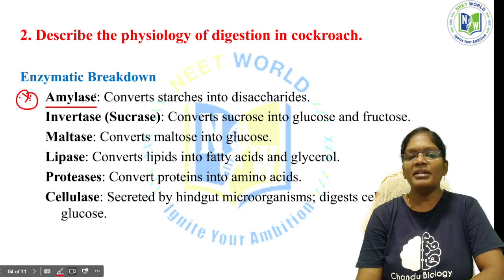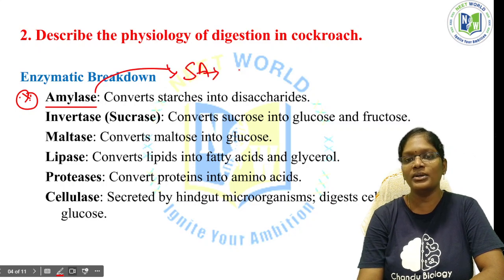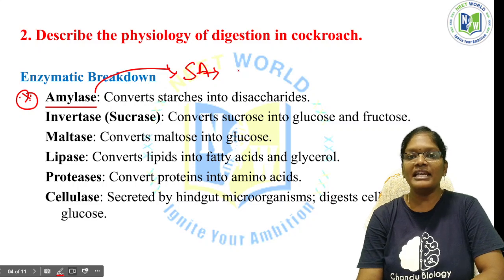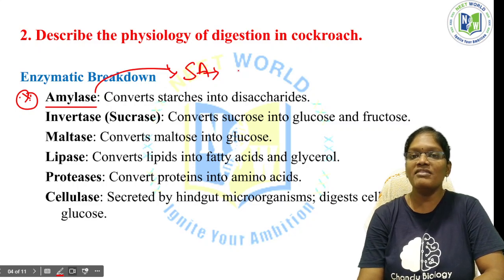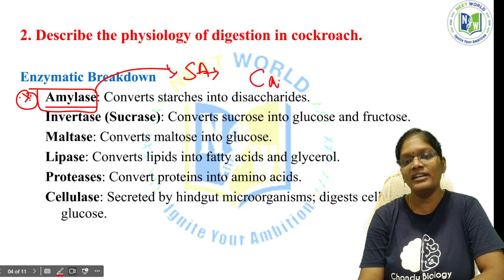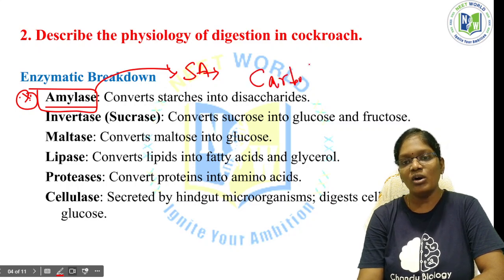Okay, so in the case of human beings, this amylase we can call salivary amylase. In the mouth, the food is digested with the help of an enzyme called salivary amylase. In the same way, the cockroach also has amylase. They are involved in digesting the carbohydrates.